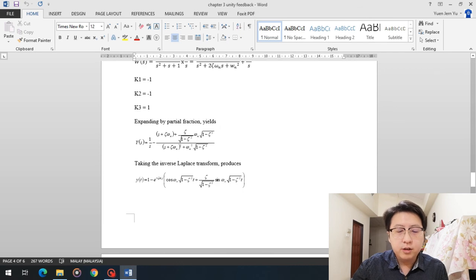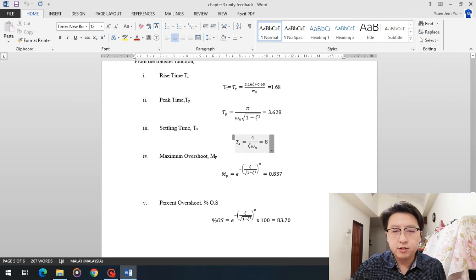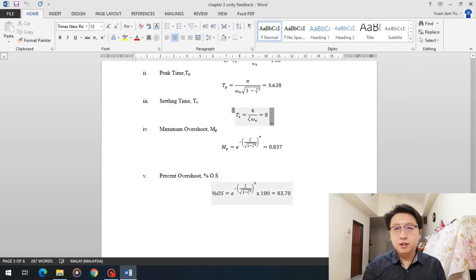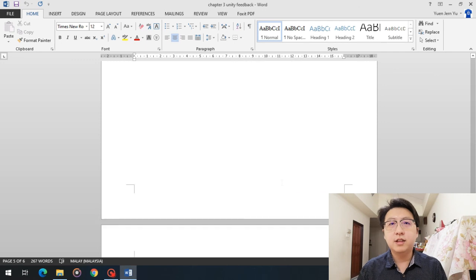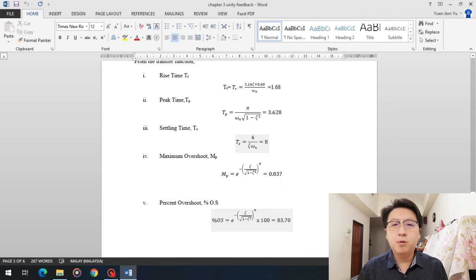And from that, after the unit step input, we get rise time 1.68, peak time 3.628, settling time Ts equals 8, maximum overshoot 0.837, and percent overshoot 83.7, which is quite high, but it's okay. The results will be discussed in the discussion part, and it will be addressed in the conclusion, where we recommend what should be done to the transfer function due to the maximum percent overshoot. Thank you.